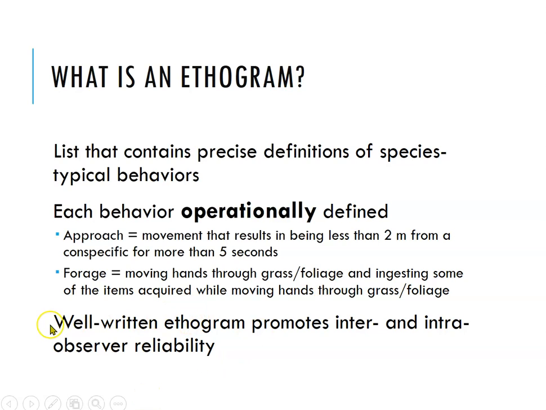This is important for a lot of reasons, and one of them is that a well-written ethogram will allow for reliable observations both within your own observations and between observations of different researchers. So you want strong inter and intra-observer reliability. You want to be able to make sure that every time you're looking at that animal, you're recording behavior in exactly the same way.